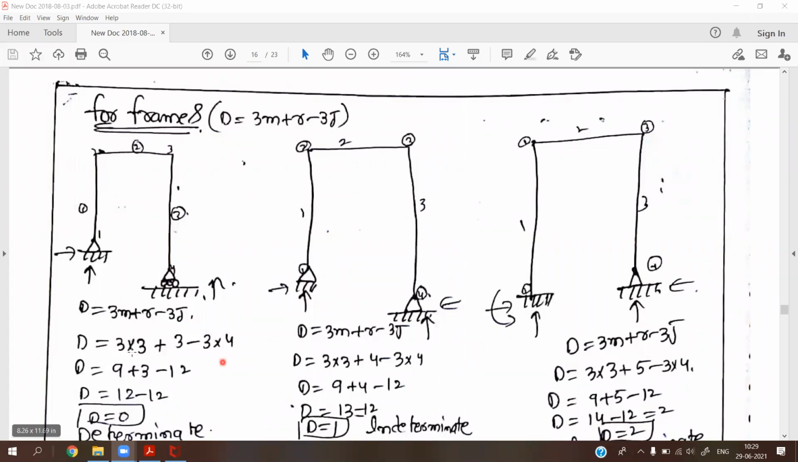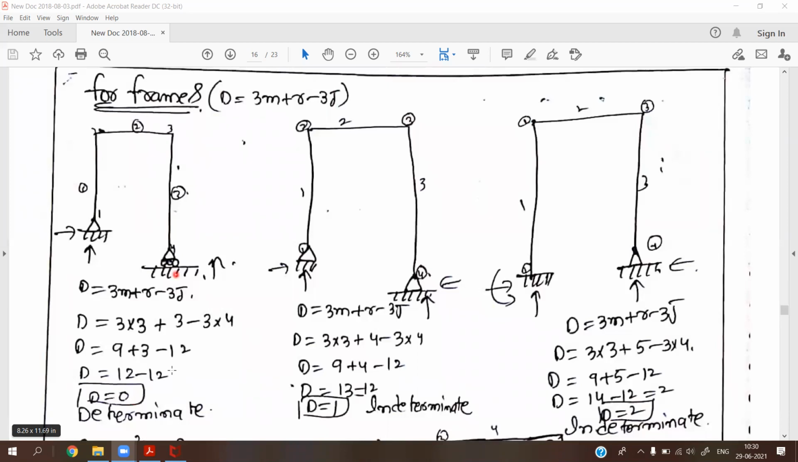Therefore 3m is 3 times 3, which is 9. Reactions 3, so 9 plus 3 is 12. So the total number of unknowns is 12. The available equations come from the joints. We have 4 joints with 3 equilibrium equations each, so 3 into 4 is 12. So 12 unknowns and 12 equations, and 12 minus 12 is 0. Therefore there is no need to add extra equations to solve this frame. This is a determinate structure, because we have 12 unknowns and 12 equations.